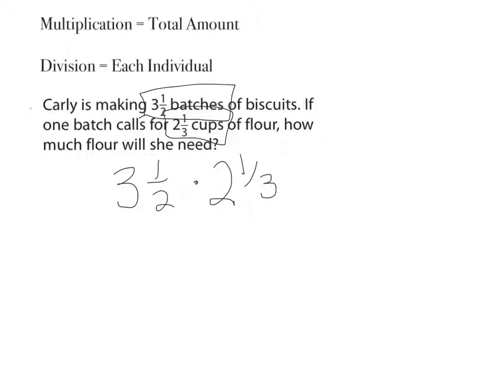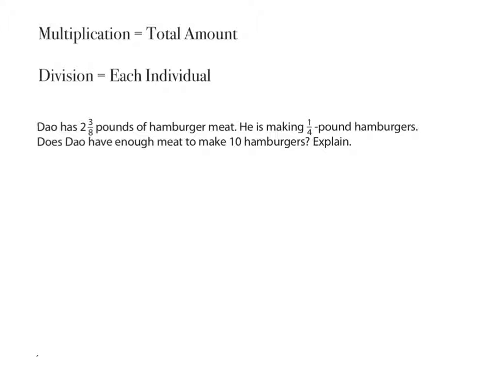Okay, let's try one more. Deo has 2 3/8 pounds of hamburger meat. He is making 1/4 pound hamburgers. Does Deo have enough meat to make 10 hamburgers? Explain. So we need to stop and think. Am I making a total amount, or am I looking for how many individual ones I can make? In this one, we're looking at individual because we know he's making 1/4 pound hamburgers, and he only has 2 3/8, so he's splitting that up. So it would be 2 3/8 divided by 1/4.